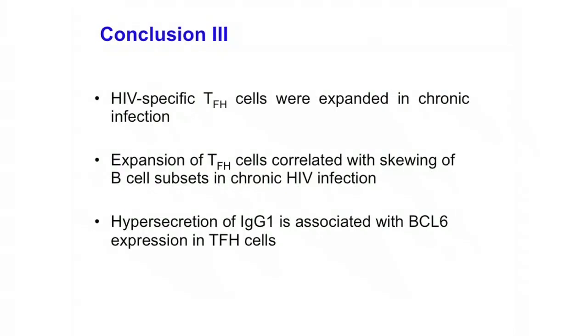that leads to the high secretion of low affinity immunoglobulins. So to sum up the last part, I've shown you that HIV-specific T follicular helper cells are expanded in chronic infection and are not depleted. We see that the expansion of TFH cells is correlated with the skewing of B cell subsets in chronic infection, and that this is also associated with hypergammaglobulinemia in chronic HIV infection.